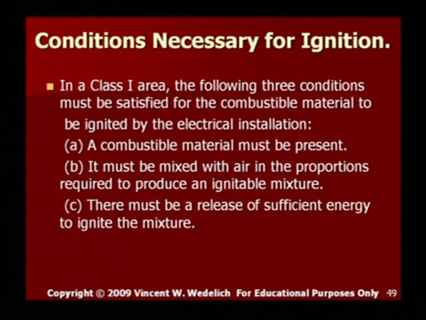Conditions necessary for ignition. In a Class 1 area, the following 3 conditions must be satisfied for the combustible material to be ignited by the electrical installation. A combustible material must be present. It must be mixed with air in the proportions required to produce an ignitable mixture, and then there must be a release of sufficient energy to ignite the mixture.